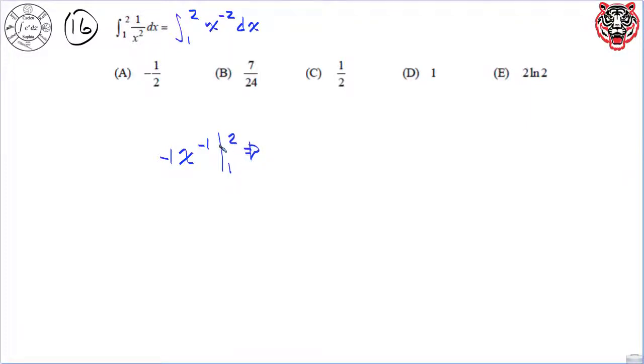When I sub in 2, maybe I don't like this form, because negatives will probably confuse a lot of us. I'm going to go ahead and rewrite this as negative 1 divided by x, evaluated between 1 and 2, and now it's a lot easier to sub these in. So when I plug in a 2, I get a negative 1/2, and I'm going to subtract. What happens when I plug in a 1? It's a negative 1. Double negatives, so negatives kissing makes it a plus 1. So it's 1 minus a half, and that's just a half. So the correct answer here is C.